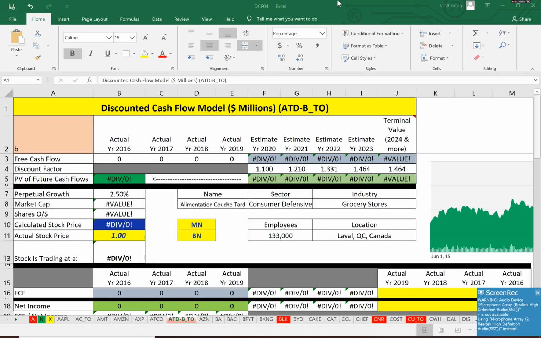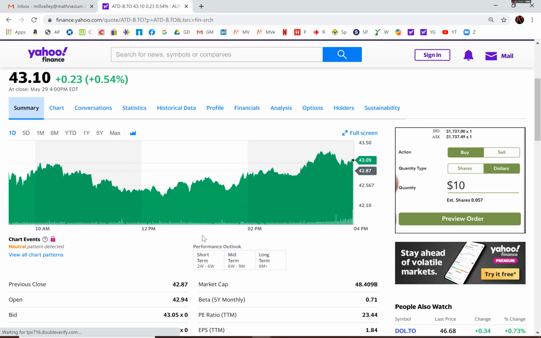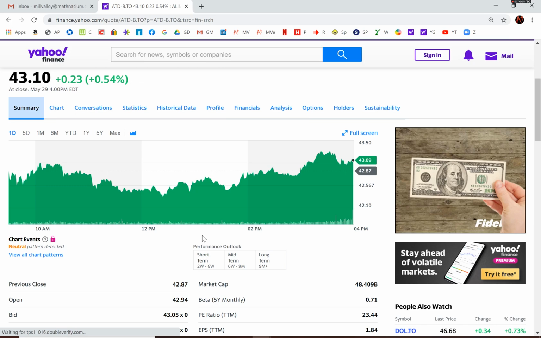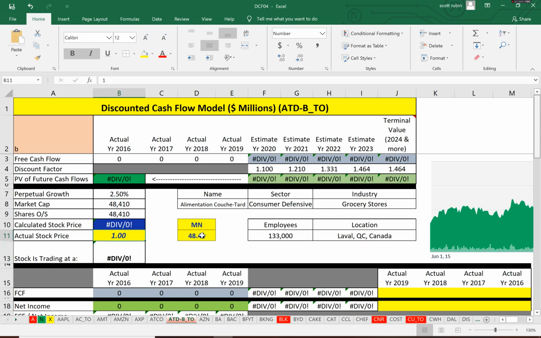So we're going to calculate the stock price for ATD. This is a Canadian company, and the first step is we need the market cap, which is 48.41 billion, and then the stock price, 43.10. So now we have the shares outstanding. To get that, it's market cap divided by stock price equals shares outstanding, 1.1 billion.